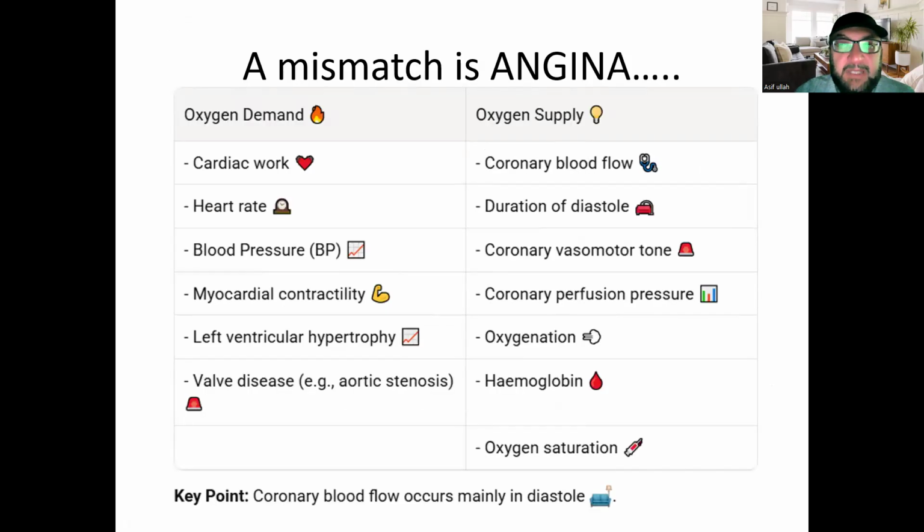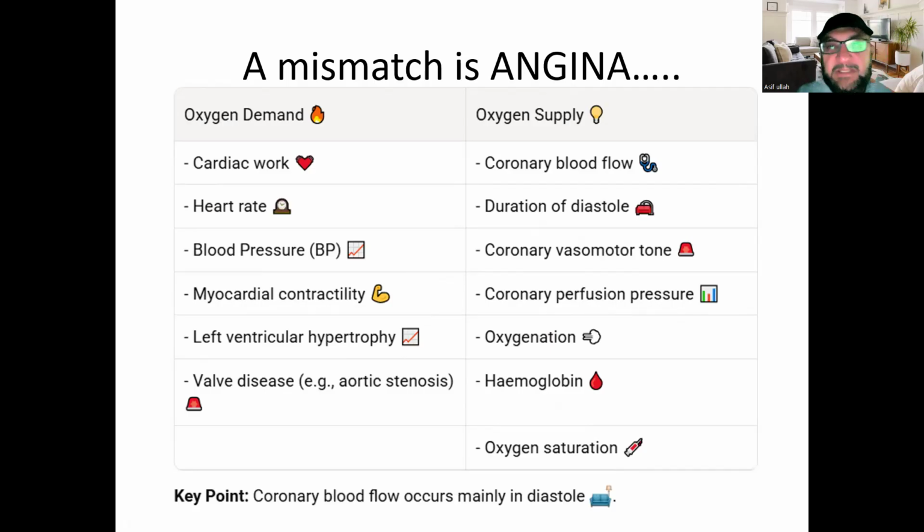So, a mismatch between oxygen demand and oxygen supply is angina at the cardiac level. If there is more heart rate, more blood pressure, more myocardial contractility, more ventricular wall thickness or LV hypertrophy, and if there is obstruction like aortic stenosis, aortic regurgitation, or hypertrophic cardiomyopathy, there may be increased oxygen demand.